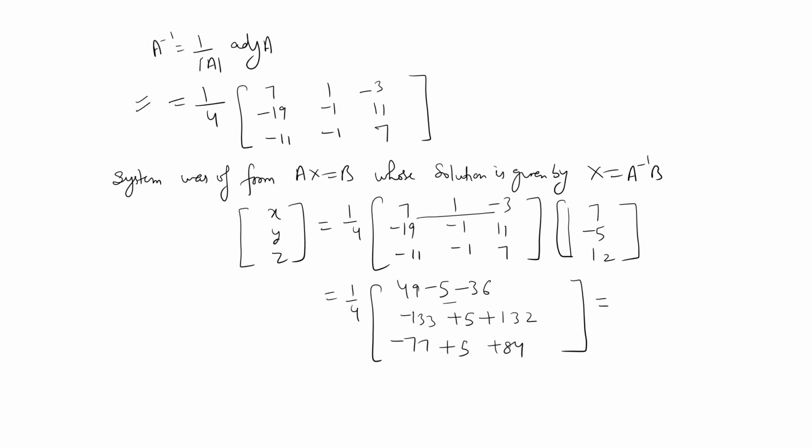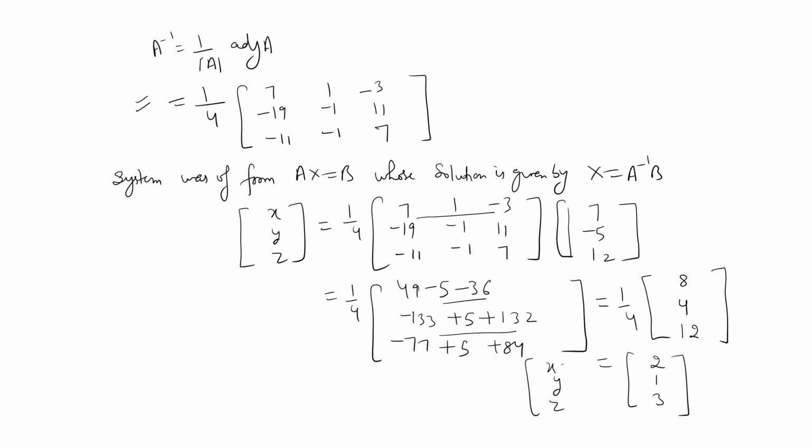So what do I get? So this is 1 by 4. 49 minus 41 is 8. From here I'll get 4, and this will give me 89 minus 77, that is 12. So let us divide by 4. It becomes 4 twos are 8, 4 ones are 4, and 4 threes are 12. So my x, y, z matrix coefficient equated to the variables are x is equal to 2, y is equal to 1, and z is equal to 3.